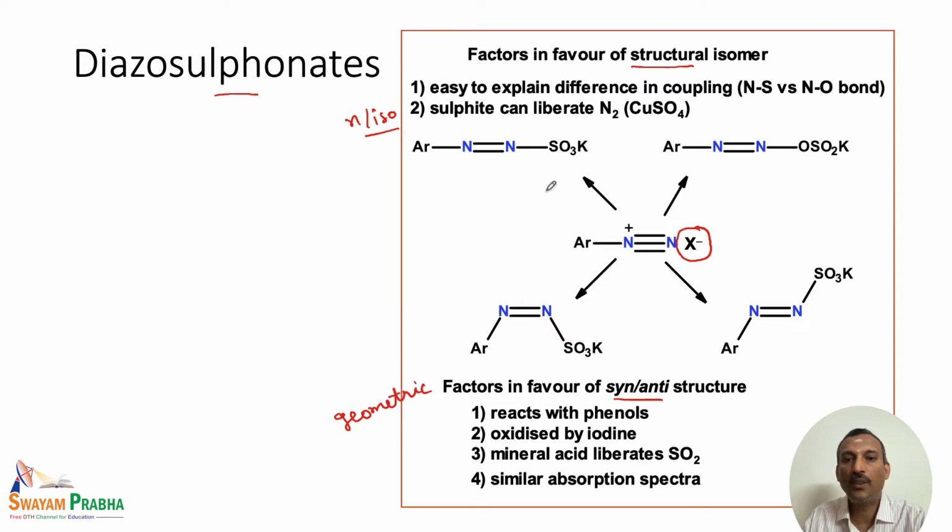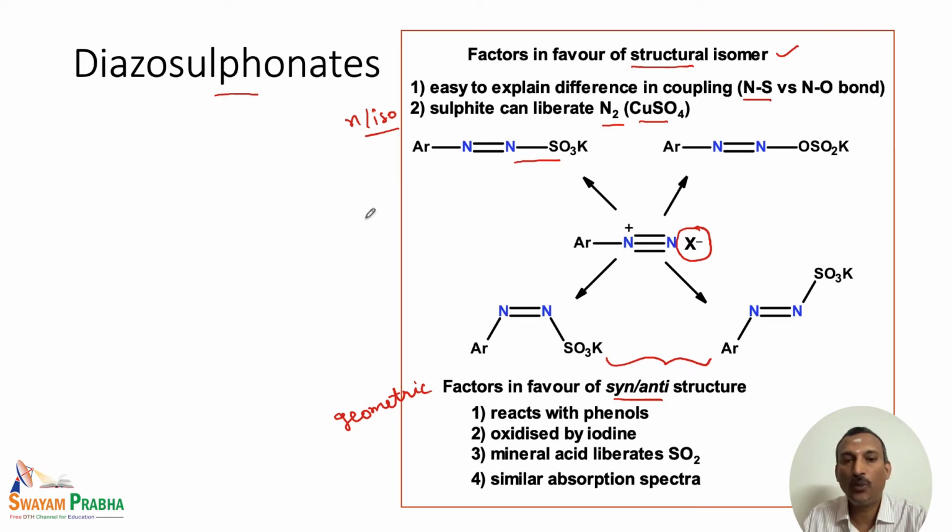So, there are evidences in favor of structural isomers. When we have this diazonium salt, we really do not know what the actual structure is, whether it belongs to the syn-anti structures or the structural N and iso structures. We do not know right now, so we are going to identify which is the correct structure. For that, when we take the coupling reactions, there is a difference. In one of the cases we have the sulfite unit, and that can liberate nitrogen very readily when treated with copper sulfate. And of course, there is also another major difference in reactivity.